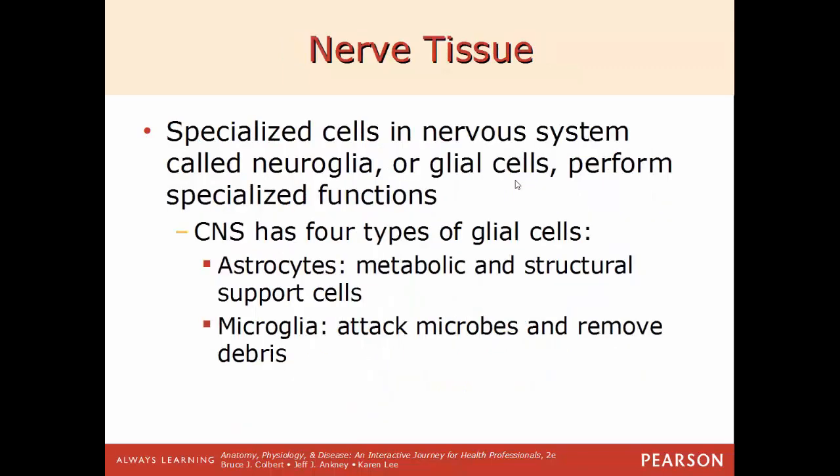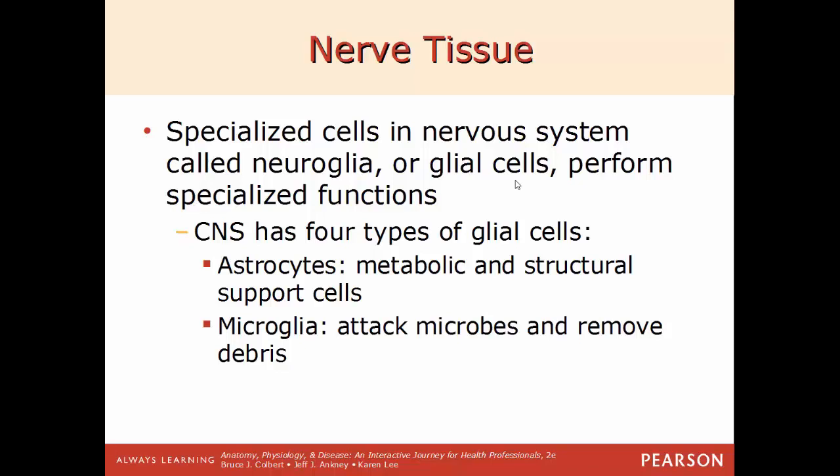Alright, now we'll move on to nerve tissue. Now there are specialized cells in the nervous system. They're called neuroglia or glial cells. And these glial cells are the supporting cells of the nervous system. The central nervous system has 4 types, and the peripheral nervous system will have 2. And each one has their own very specialized function.